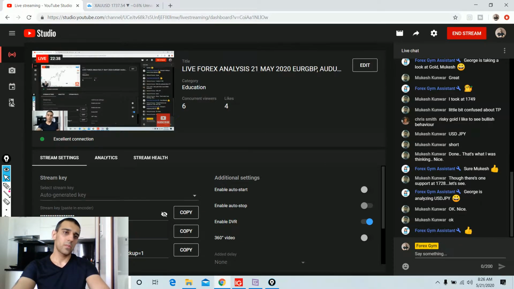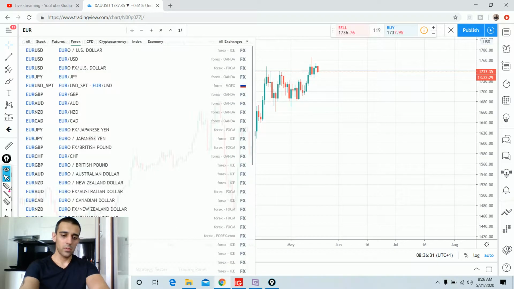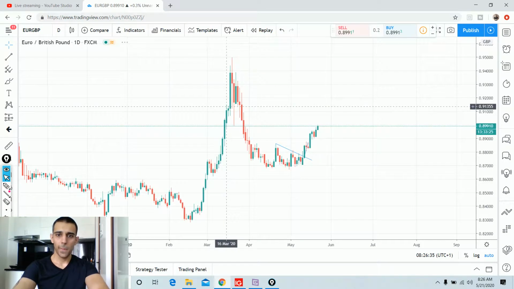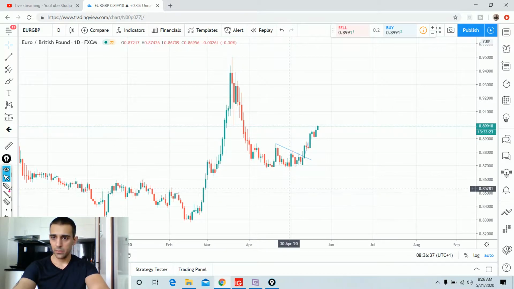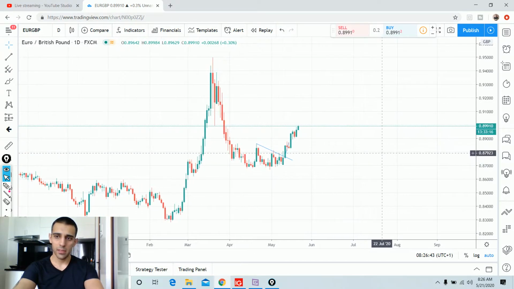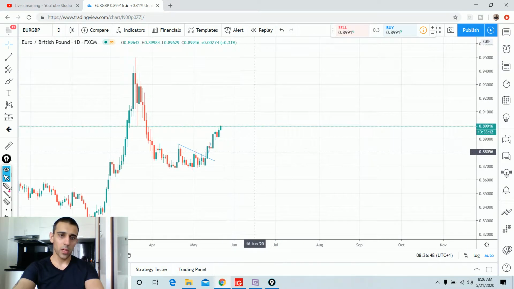And so Euro against British pounds. So let's jump into the Euro against British pounds, EURGBP. Oh, this one rallied up. That's good. 89.91. Okay, so Euro against British pounds.